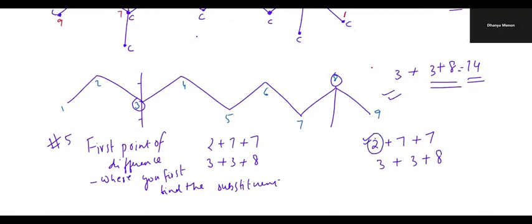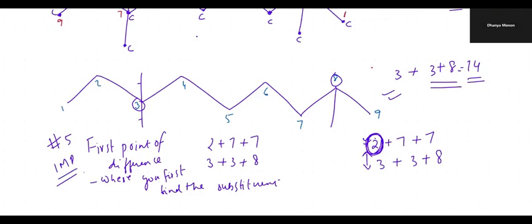Even though the other 2 branches are getting bigger numbers, you compare the first point of difference. That is very important. If the substituents are equidistant, then you use the sum rule. Otherwise, this is a very important rule. This dominates over the sum rule. The first point of difference.